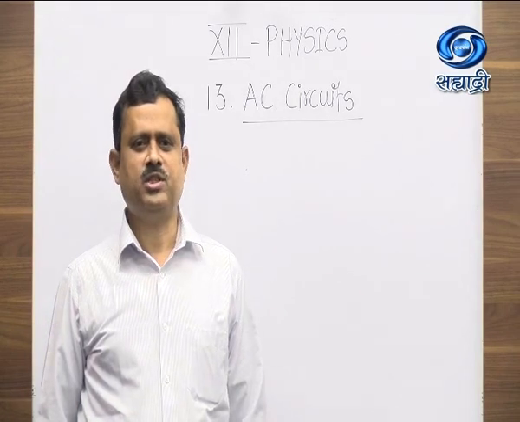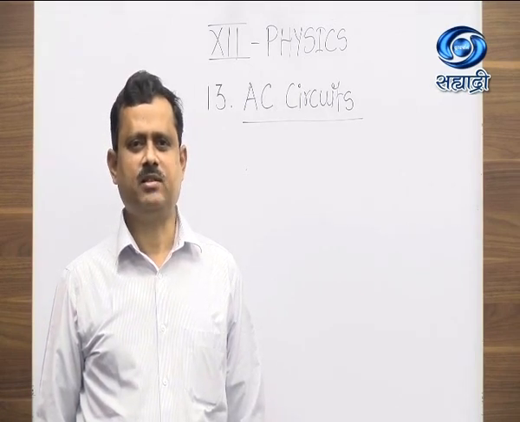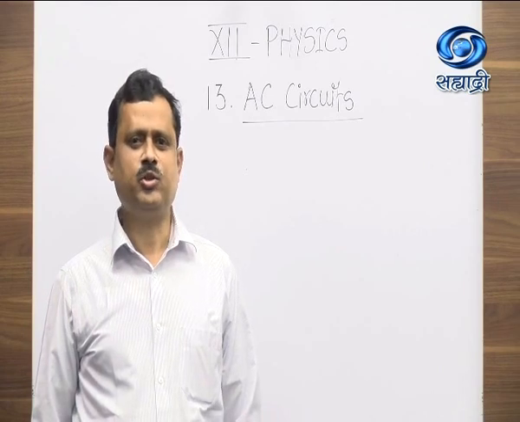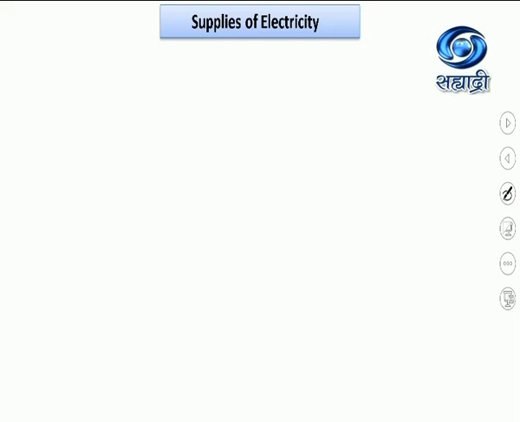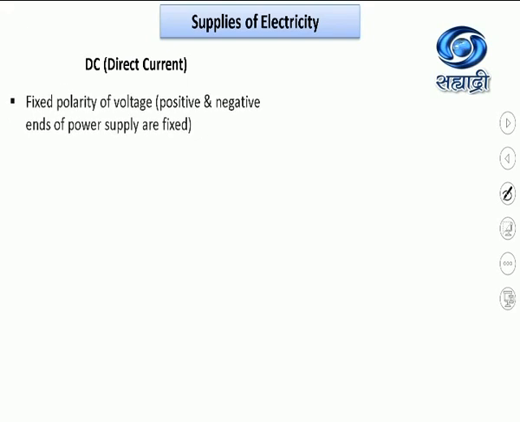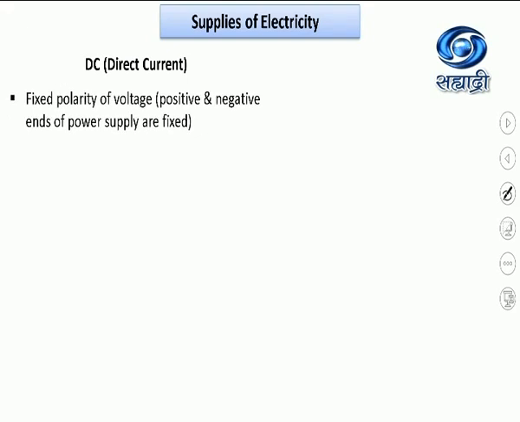I'll be discussing with you chapter number 13, AC circuits, for which now we'll switch over to PowerPoint presentation. Now the electricity that is supplied to us is of two types. One is direct current, abbreviated as DC, in which there are fixed polarities of the voltage. There is a positive end and a negative end of the power supply which are fixed.